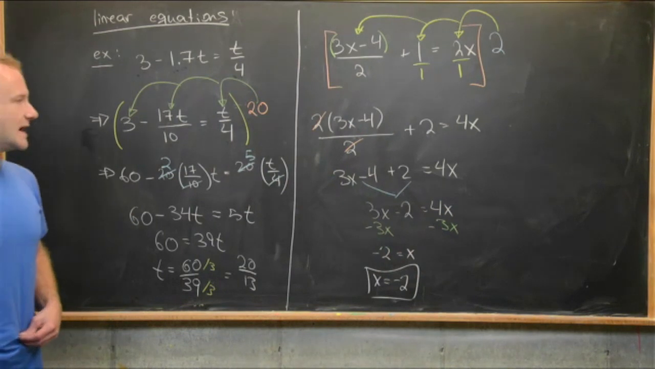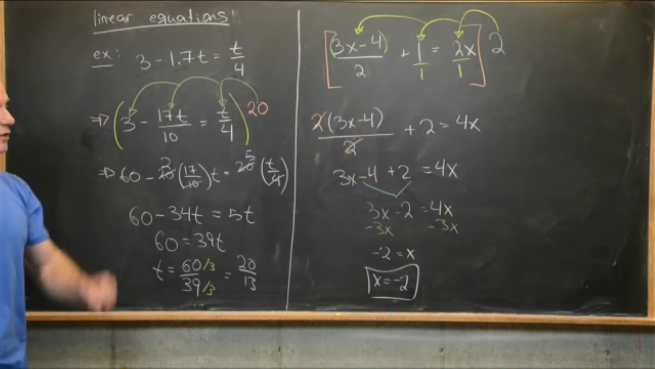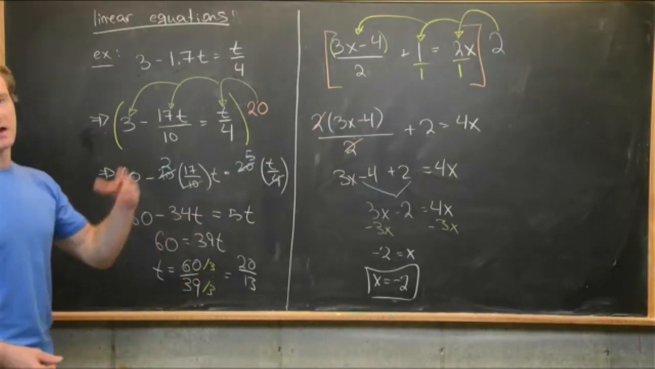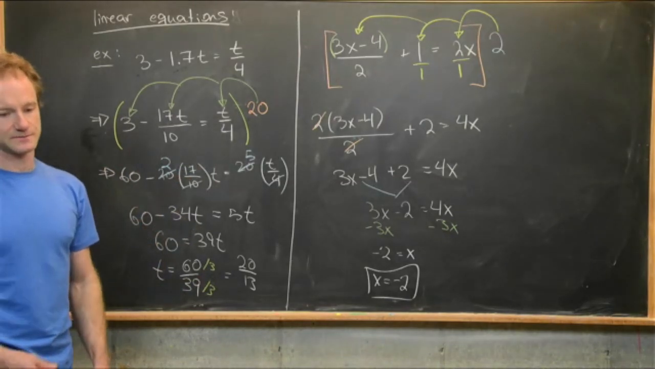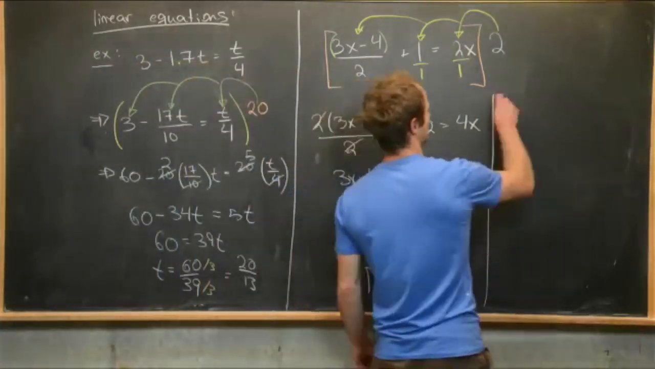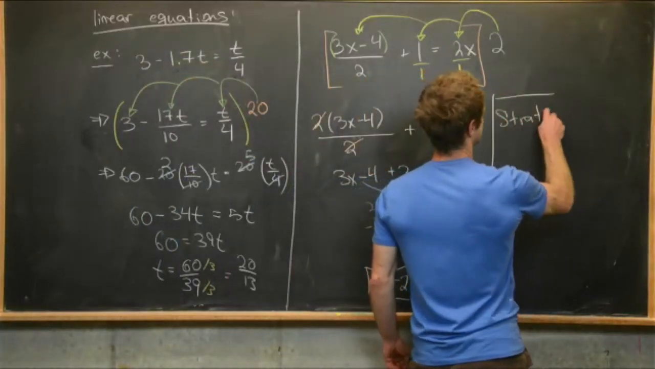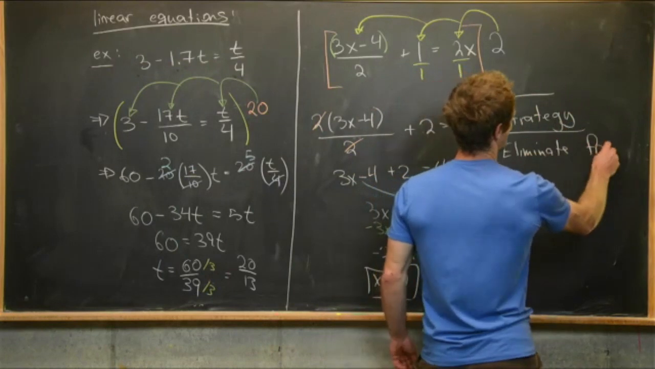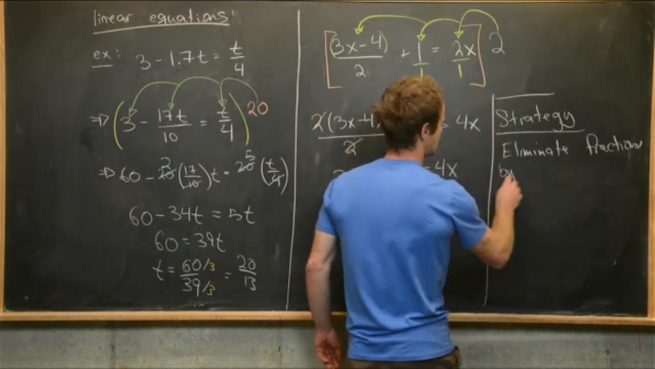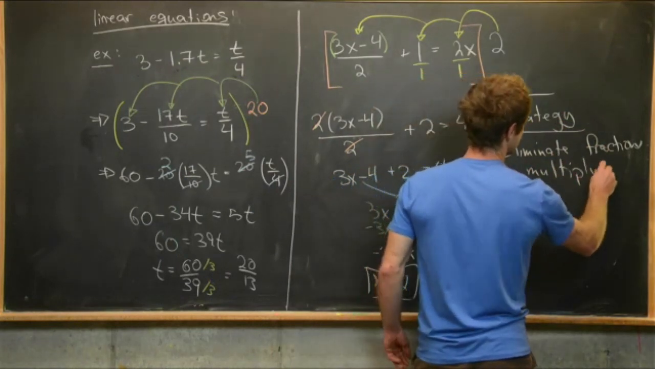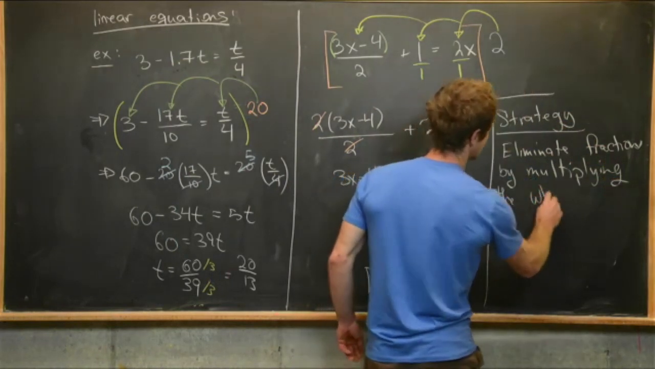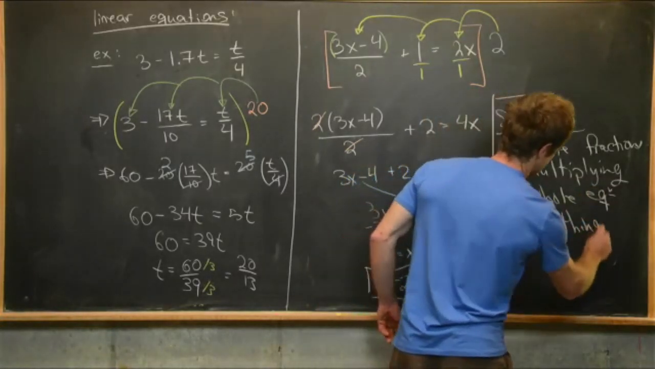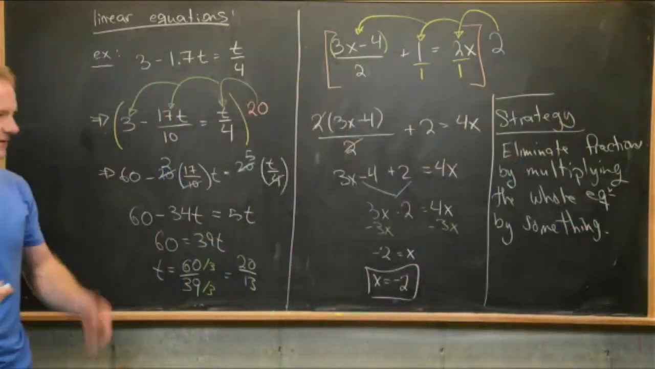So I think maybe the takeaway from this is, if you have an equation, if you can multiply by something that really gets rid of all the fractions, that would be my pointer or my hint, or maybe a good strategy. So: eliminate fractions by multiplying the whole equation by something. And that's something that's going to be different depending on what the equation is.